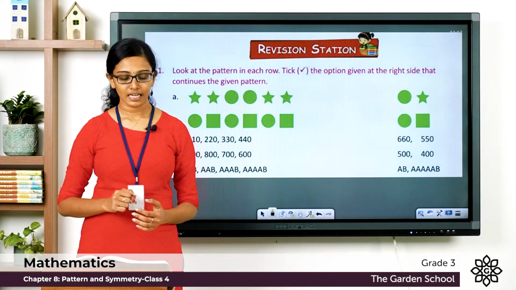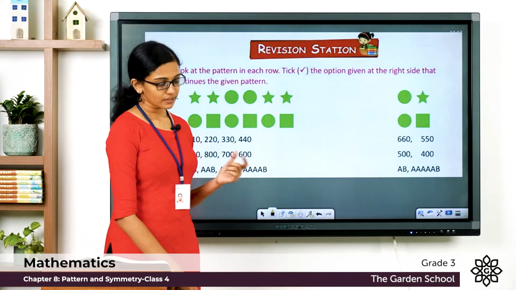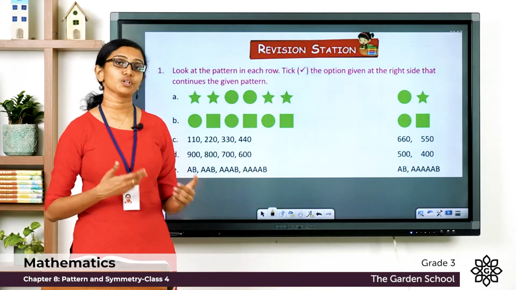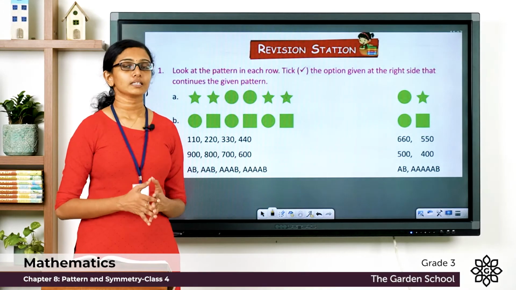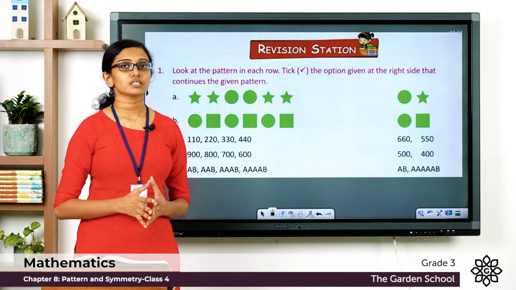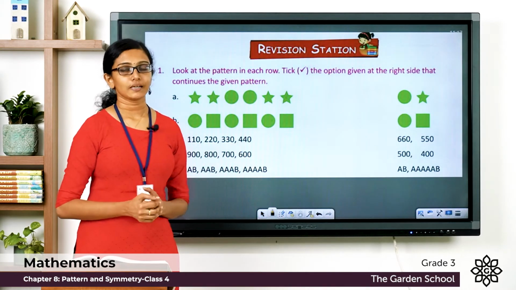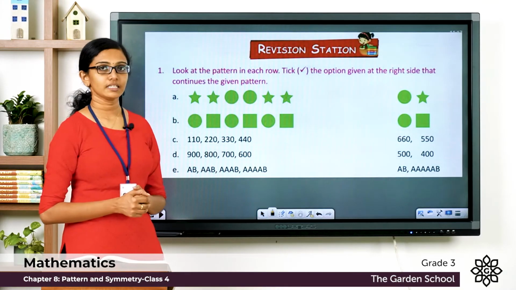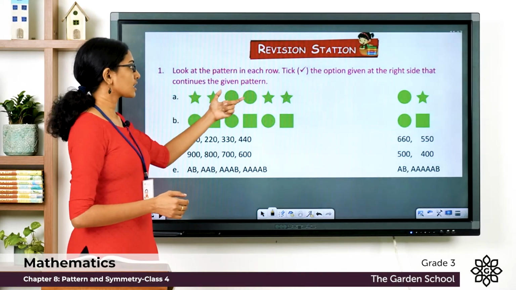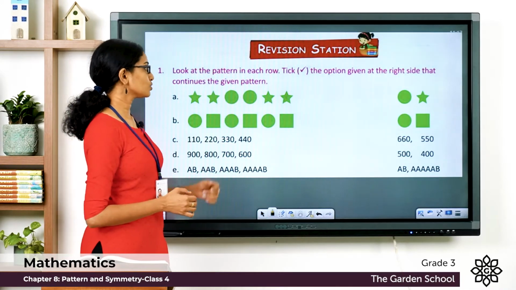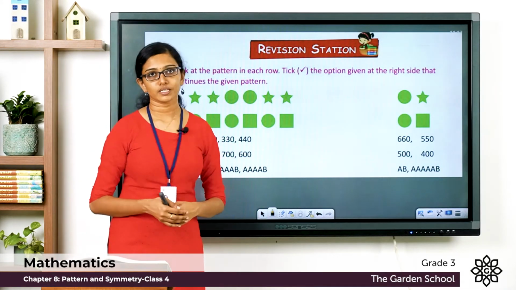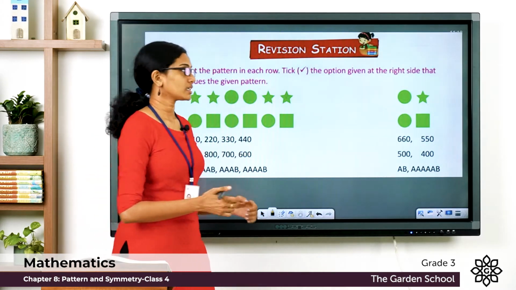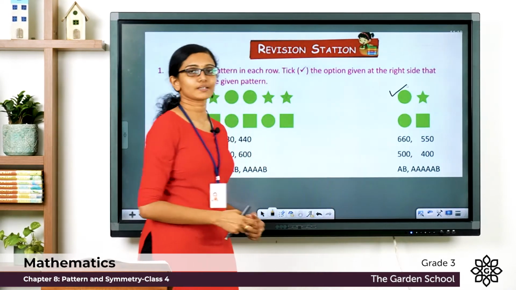Hope you are done with that question. Now let's discuss the question one by one. The first one. Here you have a repeating pattern. So what do you mean by a repeating pattern? When the objects or numbers or images in a pattern is repeating, we call that a repeating pattern. So here you have a repeating pattern where you have 2 stars, then 2 circles, again 2 stars, and you have to find out what is the next image in the sequence. So which is the correct option? It is the circle that comes next.